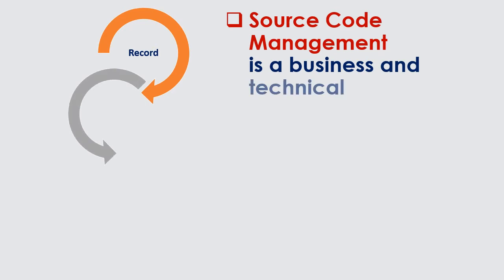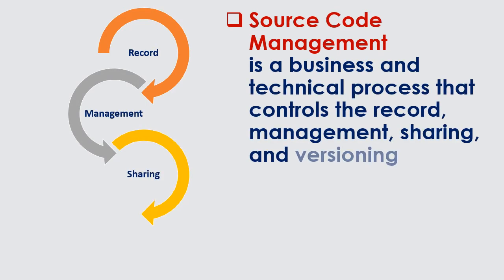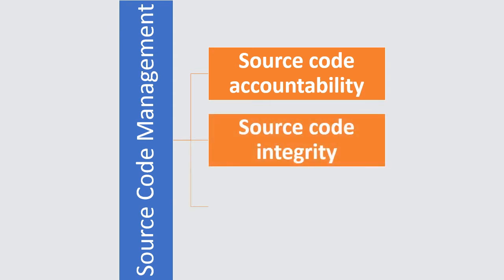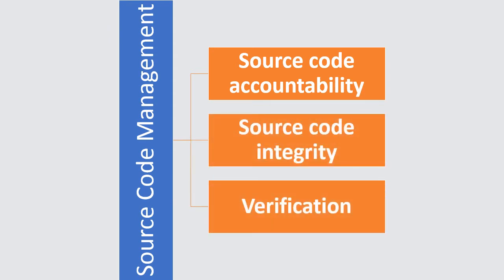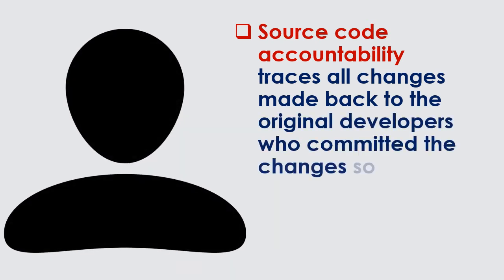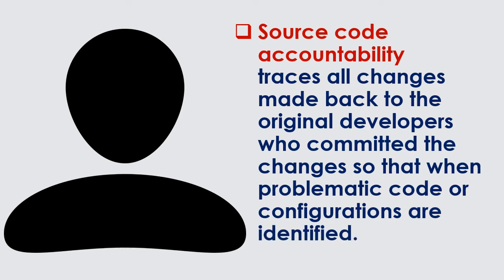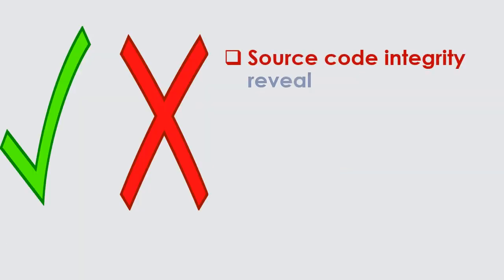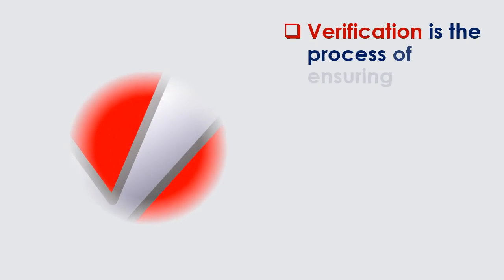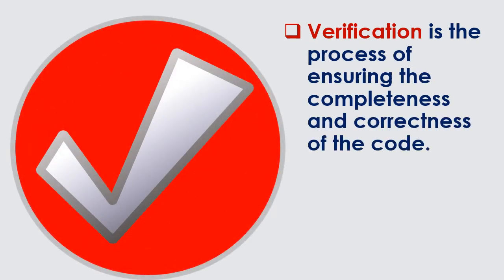Source code management is a business and technical process that controls the recording, management, sharing, and versioning of source code. Source code management covers source code accountability, source code integrity, and verification. Source code accountability traces all changes made back to the original developers who committed the changes, so that problematic code or configurations can be identified. Source code integrity reveals program modifications that either converge or diverge from requirements. Verification is the process of ensuring the completeness and correctness of the code.